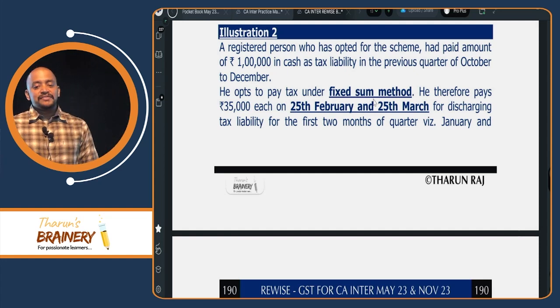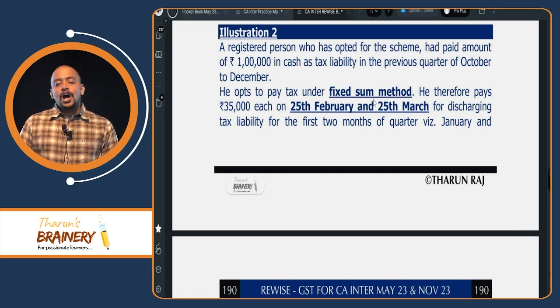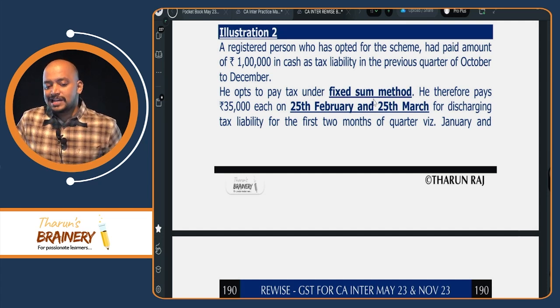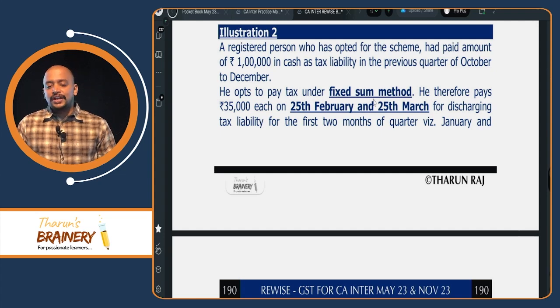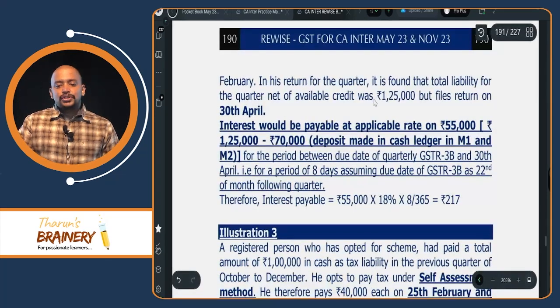Then second illustration. A registered person who has opted for the scheme has paid an amount of 1 lakh in cash for the previous quarter and he opts for fixed sum method. He therefore pays 35,000 each on 25th February and 25th March and the actual liability is 1,25,000. Now he paid it on 30th April.